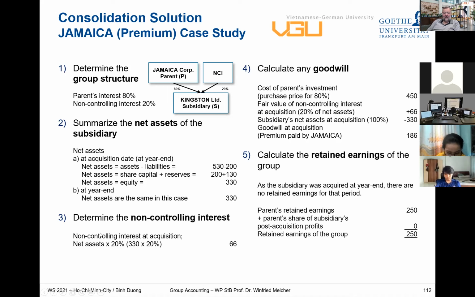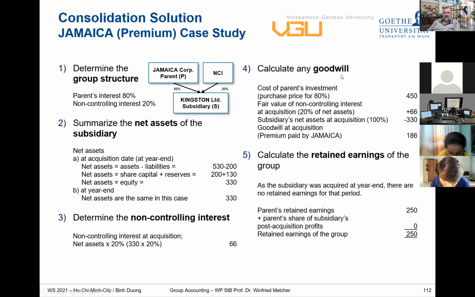Then we look into the non-controlling interest. If we have the fair value of the net assets, which is 330 in this case, we just take the share of the non-controlling interests, which is 20%, and multiply those net assets by 20%, and you get the correct result of 66. So the fair value of the non-controlling shares is 66,000. Okay, 66.